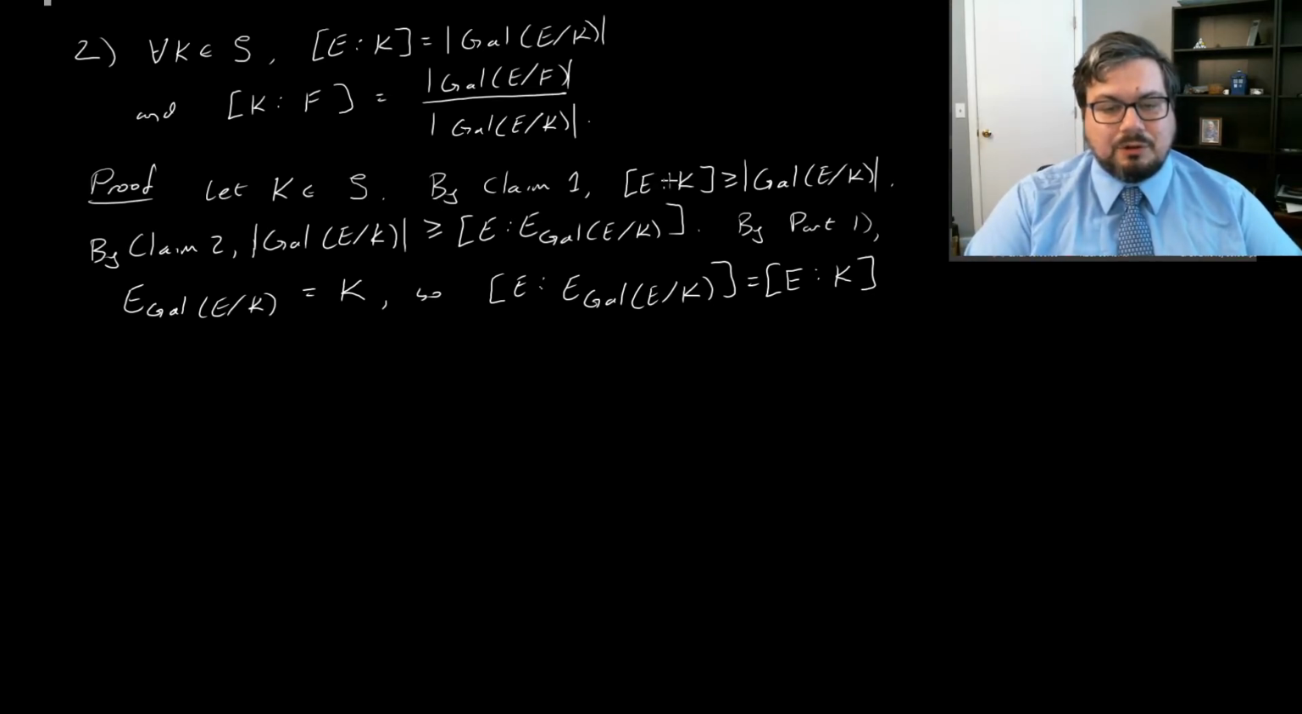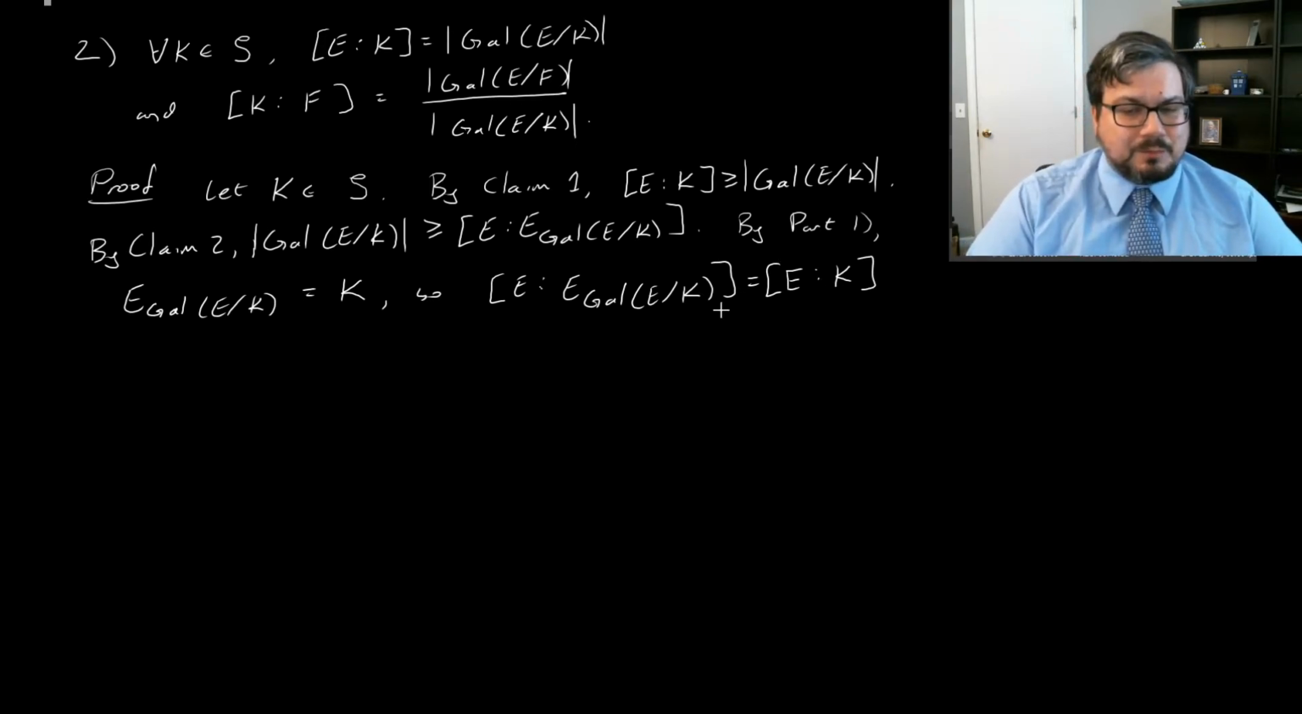So we have that the order of E over K is greater than or equal to the order of the Galois group of E over K, which is greater than or equal to the order of the extension E over K. So we have equality throughout, and the first part of part 2 is proved.